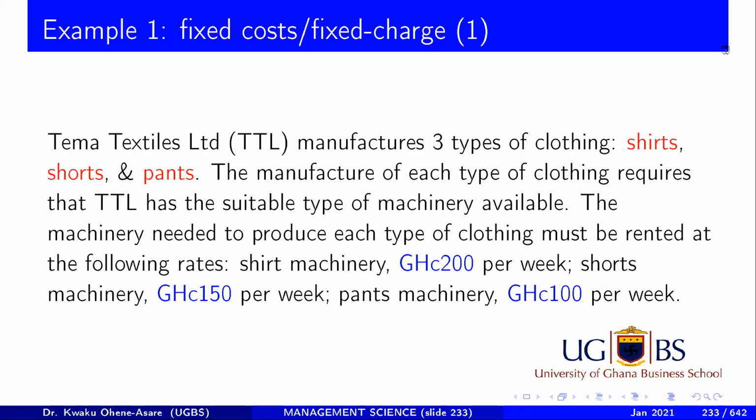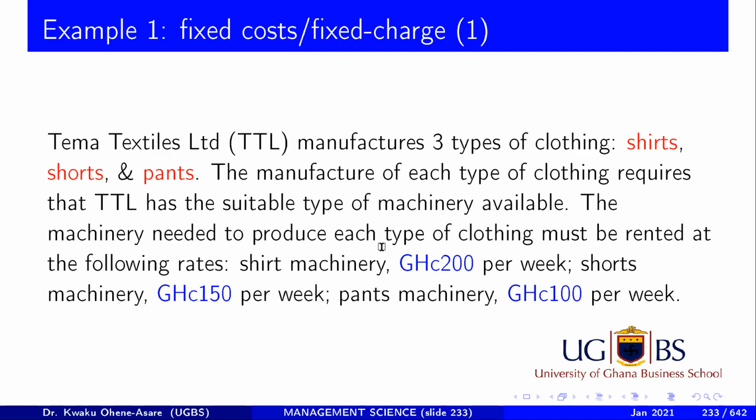But there's a clause there. Watch. It says that the machinery needed to produce. Now watch that phrase, needed to produce. So if I don't need a machinery to produce that particular clothing, I won't buy that machinery. So that machinery is only needed if I am going to produce that particular clothing. If I am not going to produce a particular clothing, I don't need that clothing's machinery.